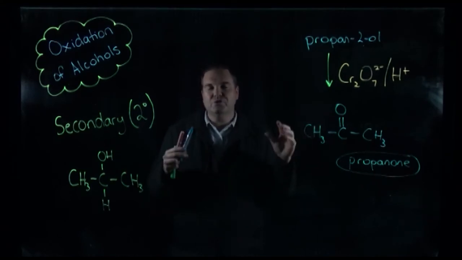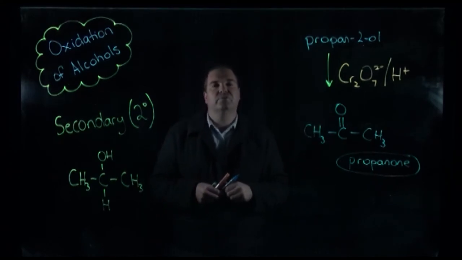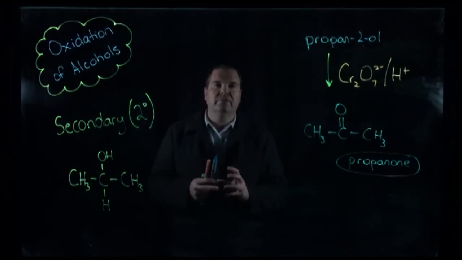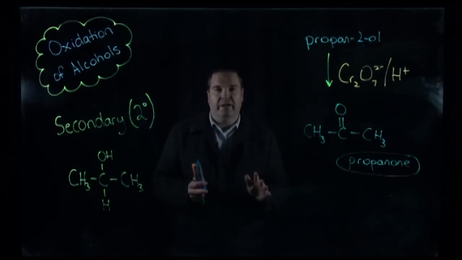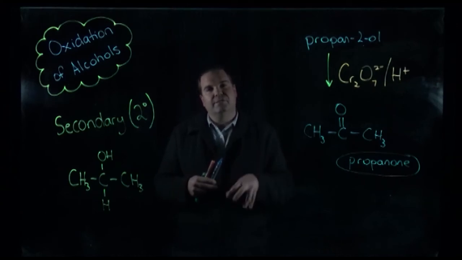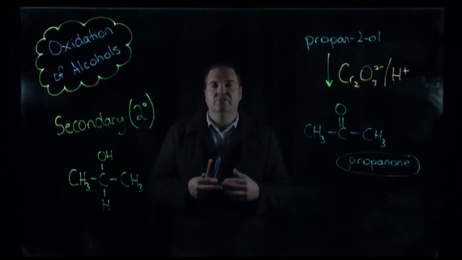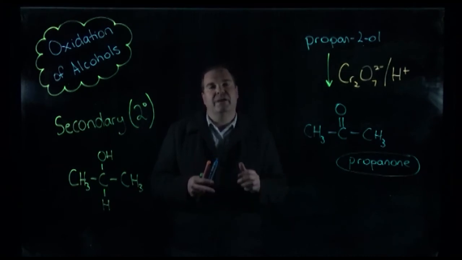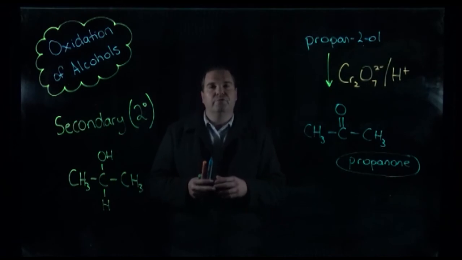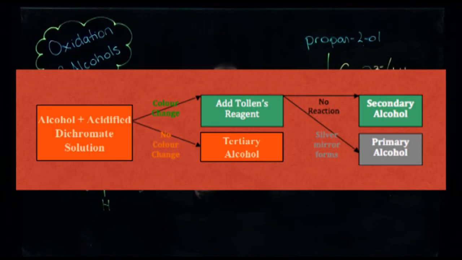Tertiary alcohols are really simple. Tertiary alcohols, because of that steric hindrance around that central carbon atom, don't react. Okay, so if you add in acidified dichromate solution and you heat it up, it's going to stay orange. There's no green colour at all. So tertiary alcohols don't react. Okay, there's a really simple little flow chart which I'll put up now, which will explain to you the processes that you go through.